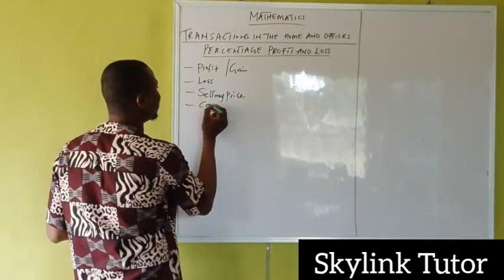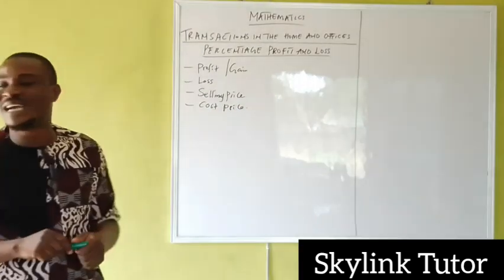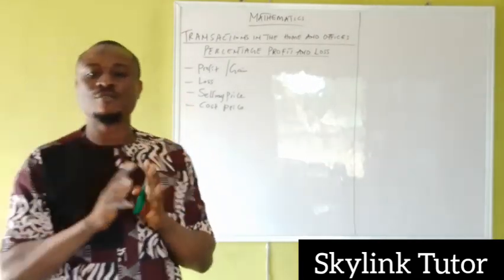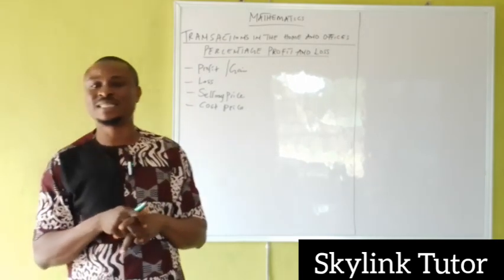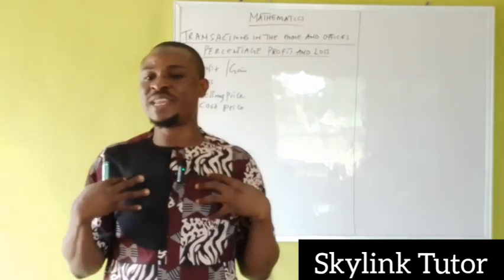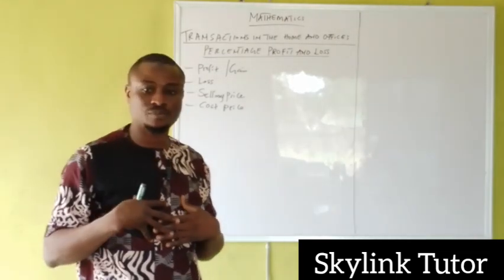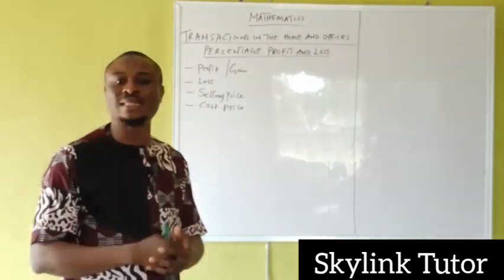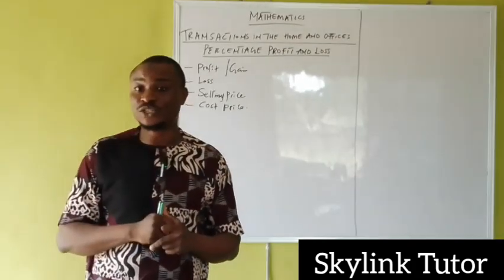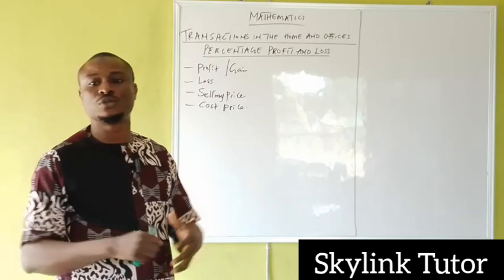We have cost price. Cost price is the amount that you use in buying a particular goods directly from the market or directly from the company that is producing that goods. For example now, I am company A, I am producing soap. If you come to my company, you are buying a carton of soap, 1,200 naira. That amount you use in buying that soap is what is called cost price. That is the cost of a carton of soap.